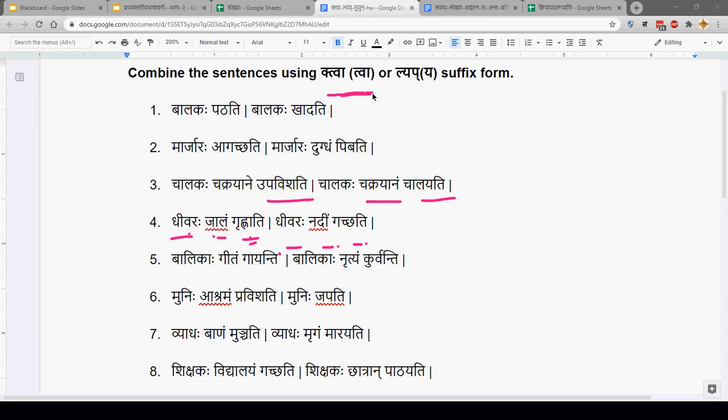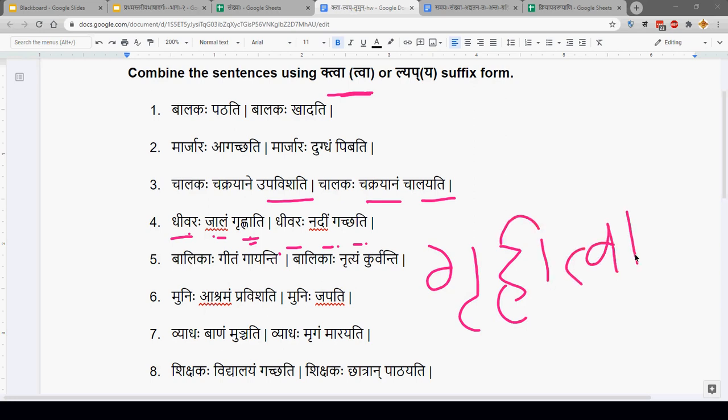Now how does gruhnati change? Gacchati changes to gatva, pathati changes to patitva, gruhnati changes to gruhitva. Now how do we know this? Obviously, if you study grammar, there will be steps to transform this from the verb root, which is grah in this case.